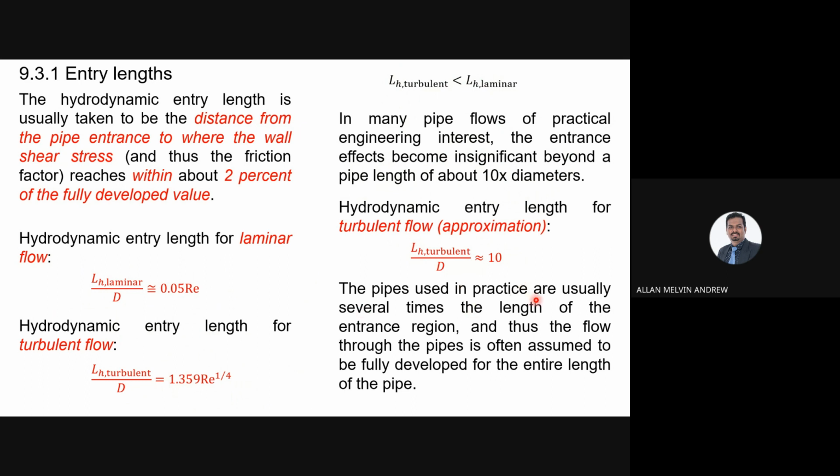So the pipes used in practice are usually several times the length of the entrance region, and thus the flow through the pipe is often assumed to be fully developed for the entire length of the pipe. So earlier we have seen it's only a very short distance for the velocity profile to develop. But in practical life, we will use several times the length of the entrance region. So maybe 10 times, 20 times, 50 times. So the pipes that we use in industry or in the house will be several times the length of the entrance region. Okay, so we assume that the velocity profile inside is already fully developed.